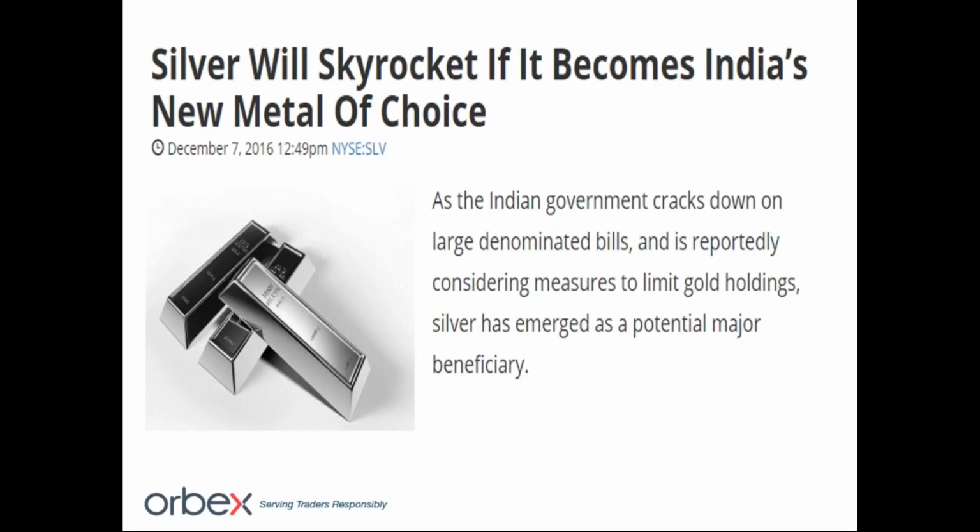So the Indian government cracks down on large denominated bills. This is, as they say, to prevent black money circulation and all that kind of thing, and reportedly considering measures to limit gold holdings, as you have rightly mentioned there. Now the thing is, it's time for silver. So we are looking at potential silver price to rise as well as gold.